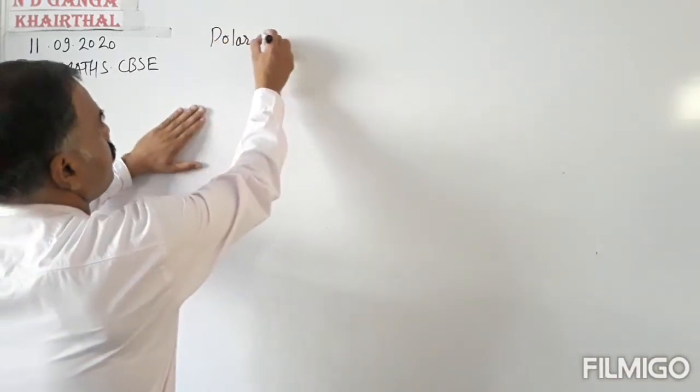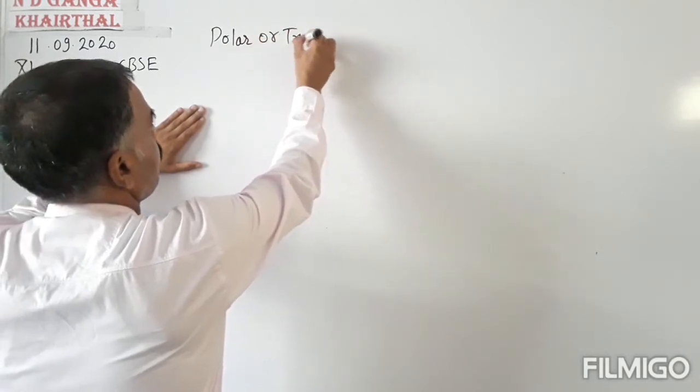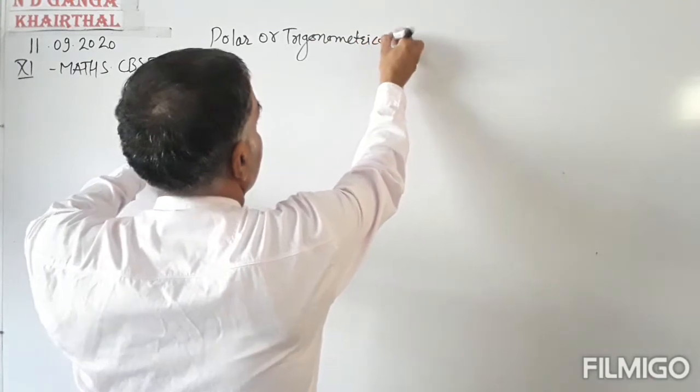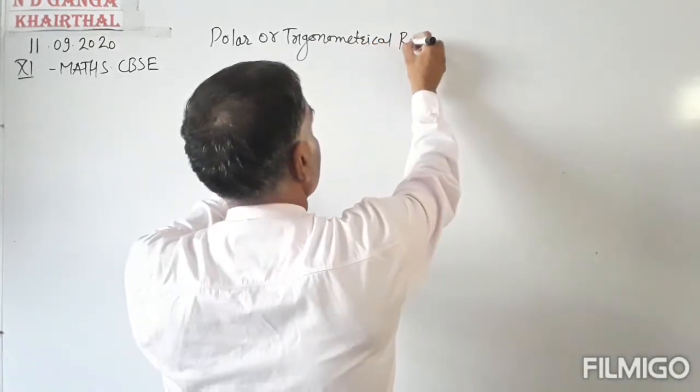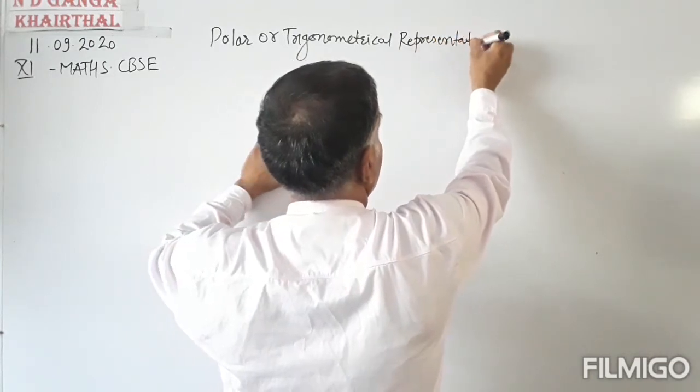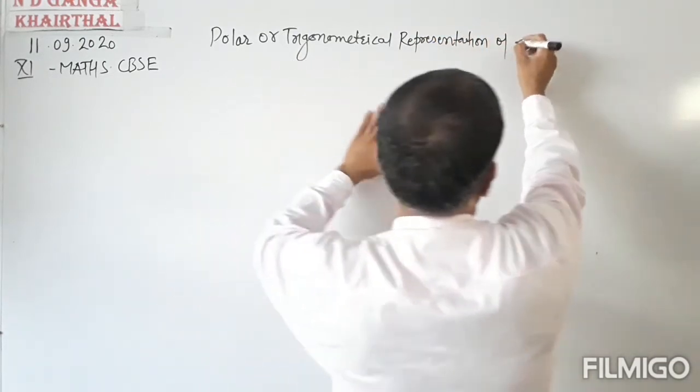Polar or trigonometrical representation of a complex number.